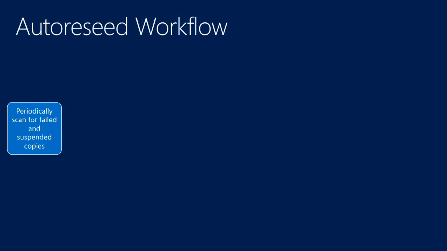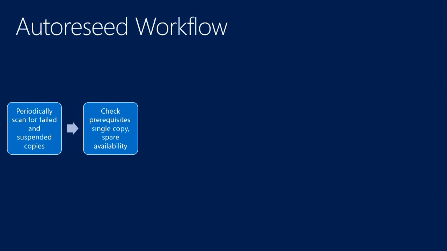And I'll walk you through all the steps deeper, but for now, just know that we're looking for something in a failed and suspended state. If we find it, we'll run through some prerequisite checks. We'll, for instance, check internally and make sure auto reseed's been configured properly, make sure there are spare disks available, et cetera, et cetera. And then assuming there is, we'll go ahead and grab one of those spares, we'll allocate it and map it into the appropriate file structure.